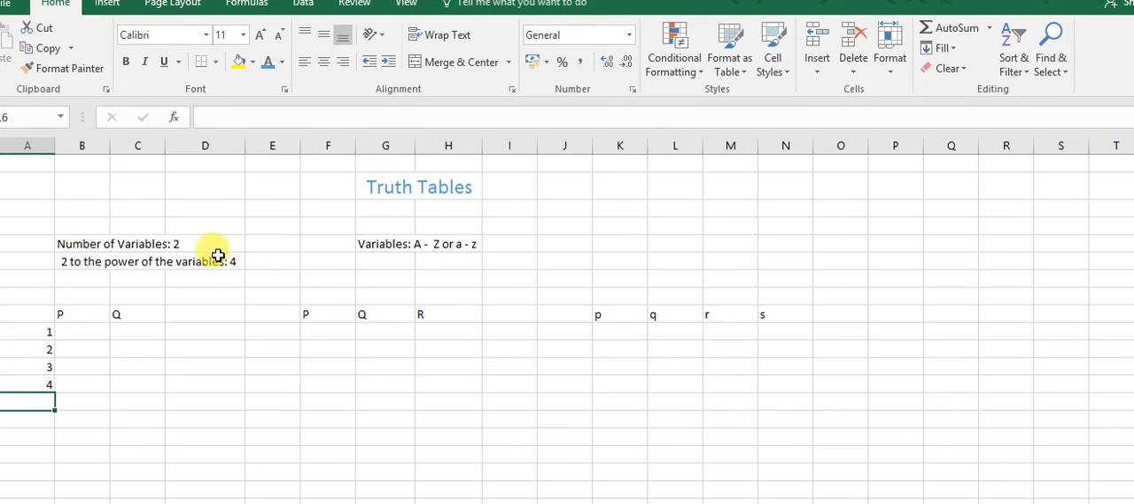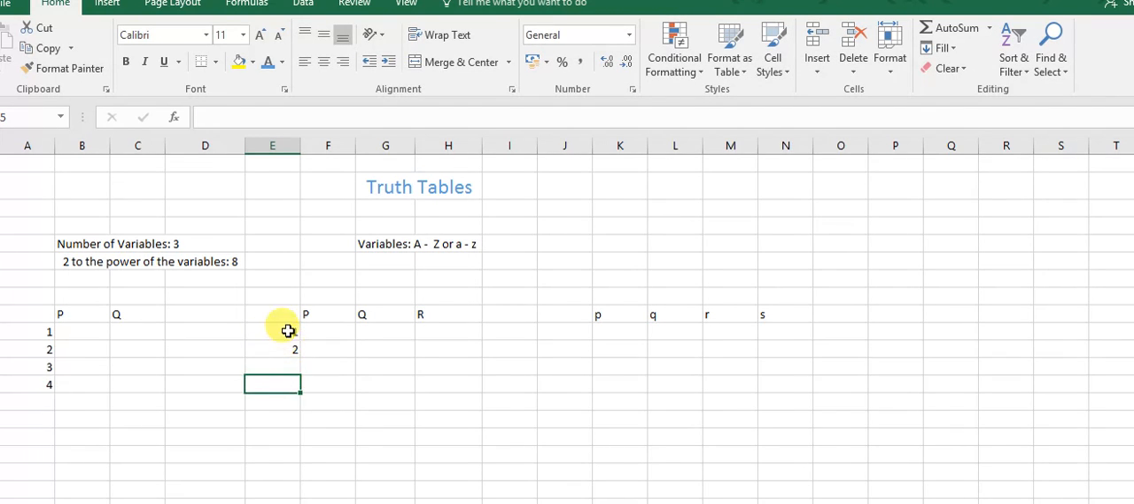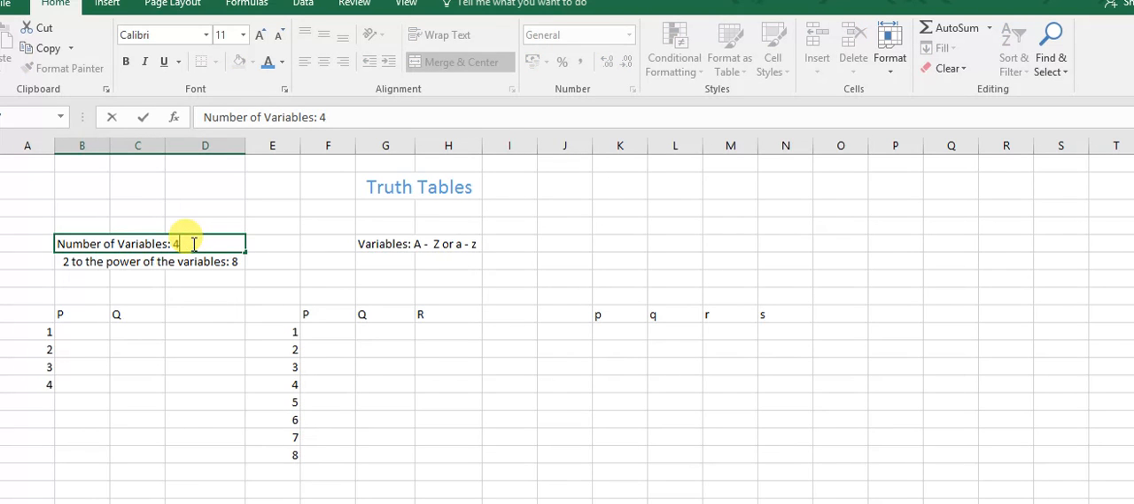So if we do this, you're going to have 3 variables, and 2 to the power of 3 is 8. So you're going to have 8 rows here. So you can put those here. Here we have 4 variables, right? So 4 here, and 2 to the power of 4 is 16. So we're going to have 16 rows. That's how you work out the number of rows.